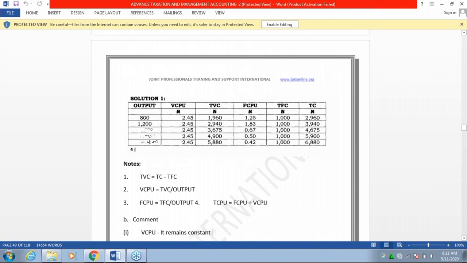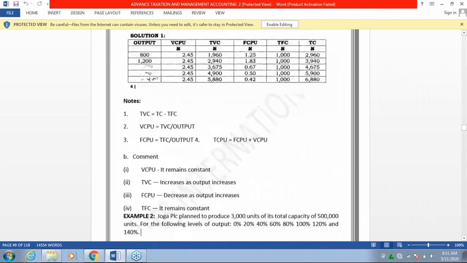Can you get it? So we have the number 3 aspect of the question. We now have the fixed cost per unit. That is going to be the total fixed cost over output. Then we have the total cost per unit, which is going to be fixed cost per unit plus variable cost per unit. So when you look at that, you can discover that variable cost per unit remains constant, while the total variable cost increases as the output increases. When you look at the table, you will discover what I'm talking about.